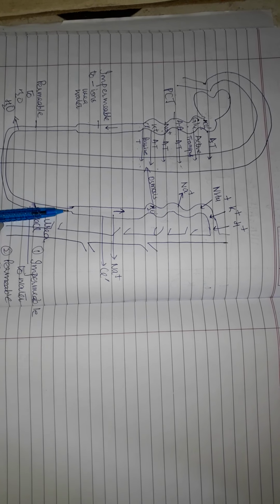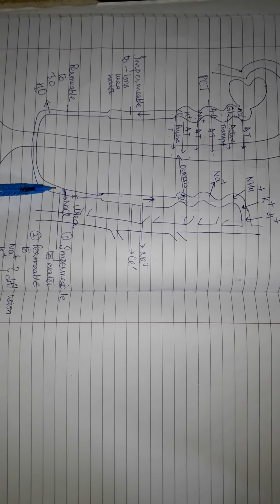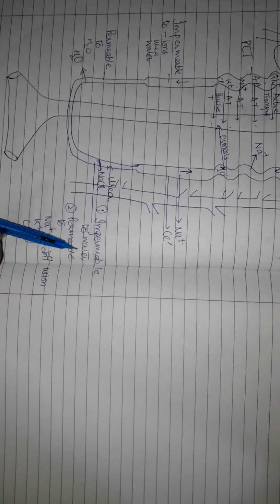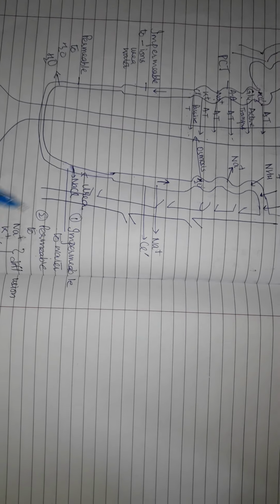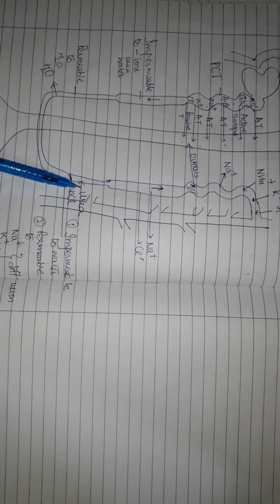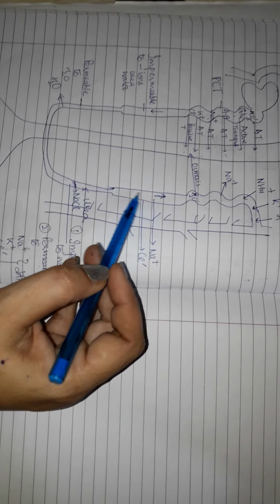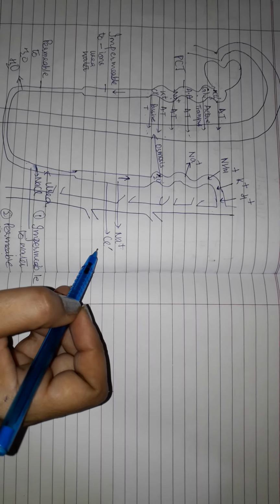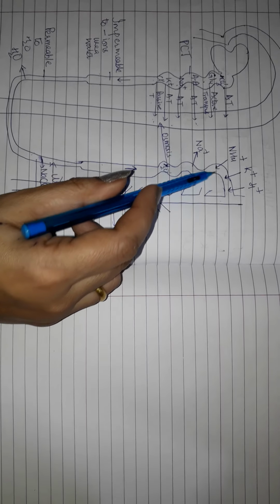As we move to this region, that is the narrower limb of the ascending loop of Henle, it is impermeable to water, but it is permeable to sodium ions, potassium ions and chloride ions. Means water cannot enter and leave through this, but sodium ions, potassium ions and chloride ions can enter. And the wider region of the ascending limb is permeable to sodium ions and chloride ions but not to water. And this is the distal convoluted tubule.